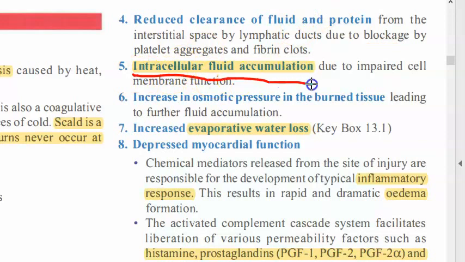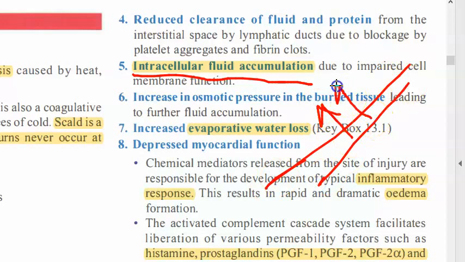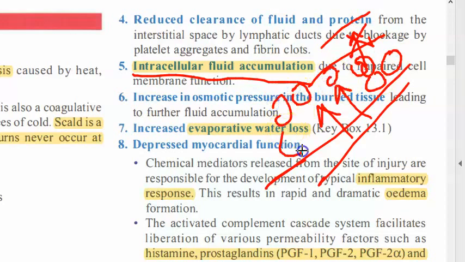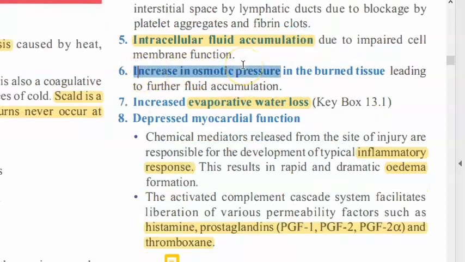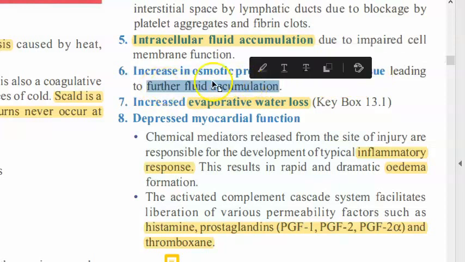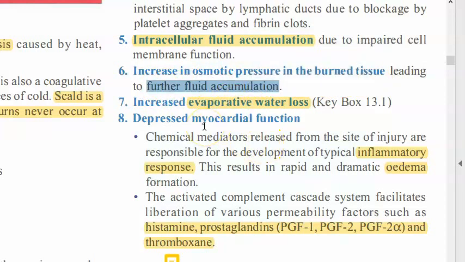Now, interstitial fluid accumulation. Everything is coming out of your blood vessels, and your lymphatic drainage is not happening. So everything is accumulating in the interstitial space. The proteins also have come out, so there is increased osmotic pressure in the burned tissue. This will lead to, again, fluid accumulation. So remember, there is fluid accumulation in the tissue, and from the intravascular space, all the fluid has come out.